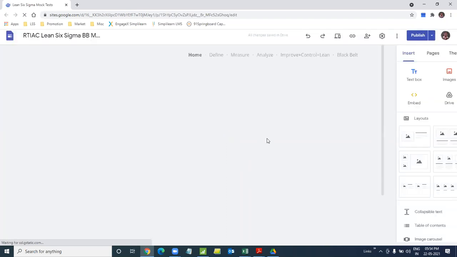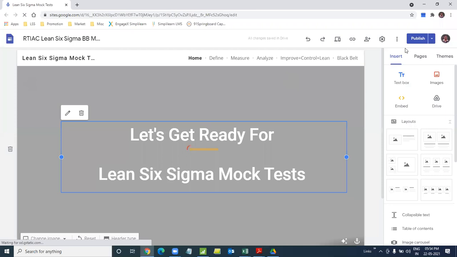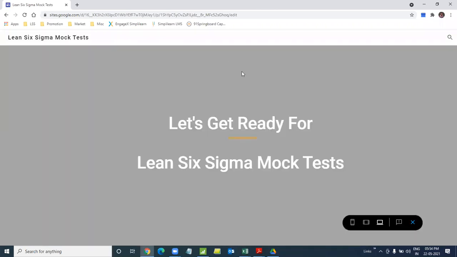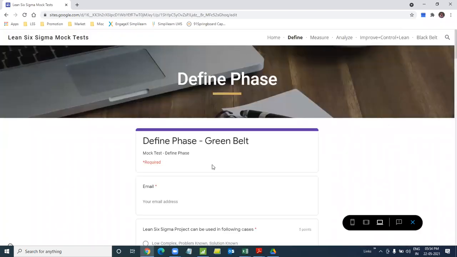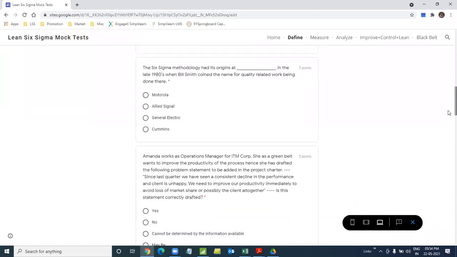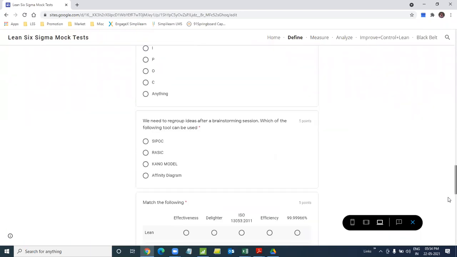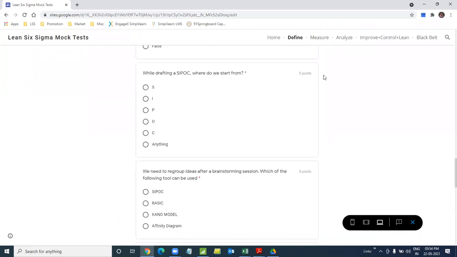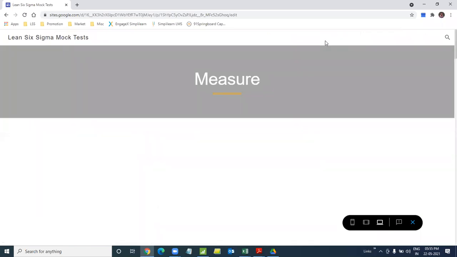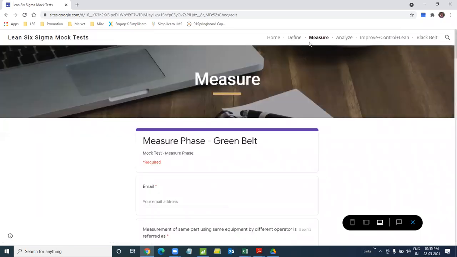You'll get a Google Drive link, which will be something like this. You'll get a link to open, and when you click on define, you'll see the define phase questions. You can attempt the define phase questions, and it's as simple as that. When you complete the measure phase, you can complete the measure part of it. So you'll have the link, and then you'll have all the options.